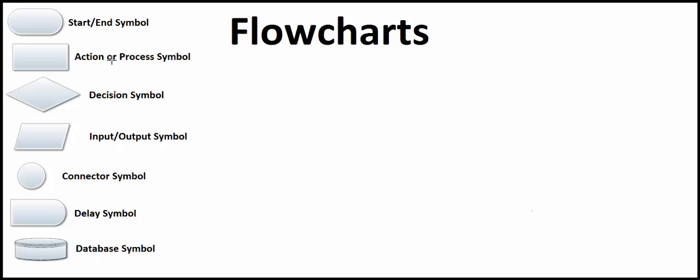The start and end symbol is quite simple. It determines the start or the end of your process or algorithm. You would place this symbol at the very beginning of your planned code. The action or process symbol represents a simple step. This could be go 4 meters or go to the moon, whatever. Or when programming, you could say add 1 user.